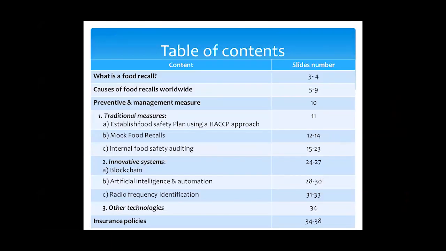So this shows you the table of contents. We'll be looking at the headings in bold. What is a food recall? Causes of food recalls worldwide, preventative and management measures. Within that, it's actually broken down into 3 sections: traditional measures, innovative systems, and other technologies. And finally, to finish off, we will look at insurance policies related to recalls.